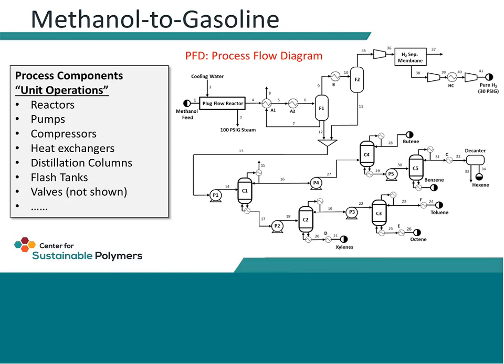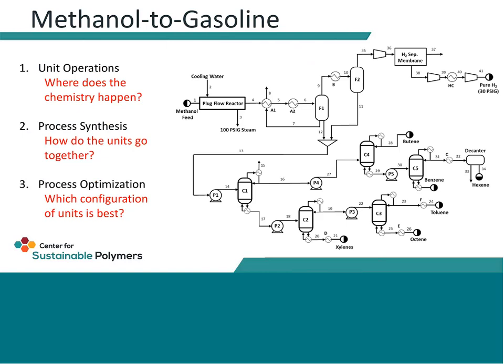This includes reactors, pumps, compressors, heat exchangers, distillation columns, flash tanks, and some things that aren't even shown depending on the type of process flow diagram you look at. In that case, some diagrams have valves, and there are just thousands of valves, and other cases not. The question is, how do you think about all of these designed individually, and then how do you put them together? This is where I want to come to the overview of the entire presentation.